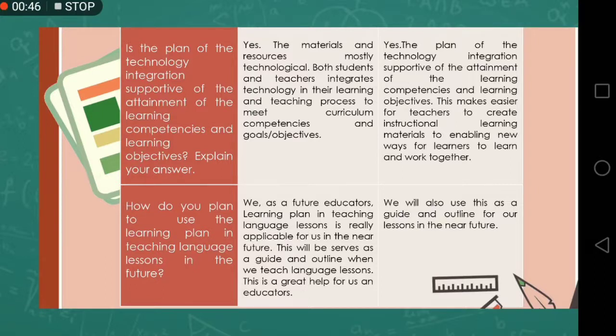Both students and teachers integrate technology in their learning and teaching process to meet the curriculum competences and goals or objectives. In the learning plan 2, we answer yes, the plan of the technology integration is supportive of the attainment of the learning competences and learning objectives. This makes it easier for teachers to create instructional learning materials, enabling new ways for learners to learn and work together.